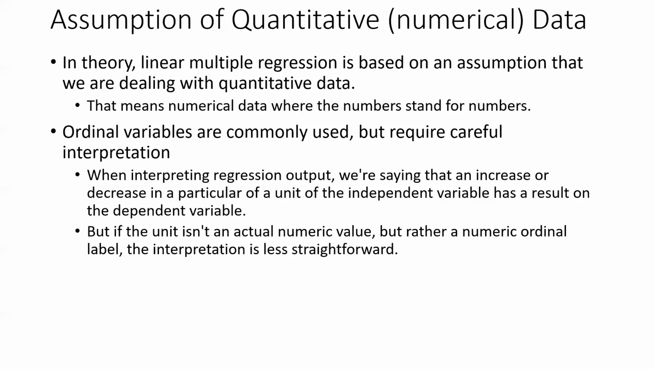When interpreting regression output, we're saying that an increase or decrease in a particular value of a unit of the independent variable has a result on the dependent variable. But if this unit isn't actually a numerical unit, it's a label like you would have for an ordinal level variable, the interpretation is less straightforward. So we'll come back and talk about those interpretations, but we do often violate this assumption.